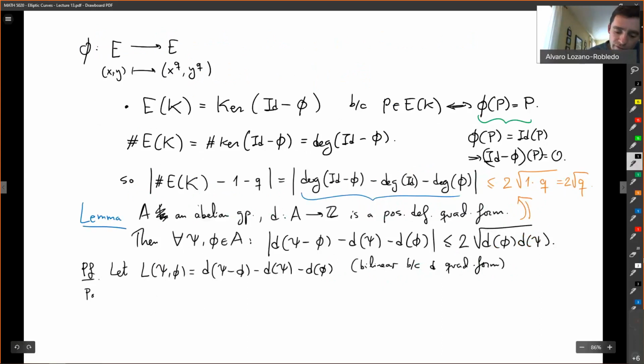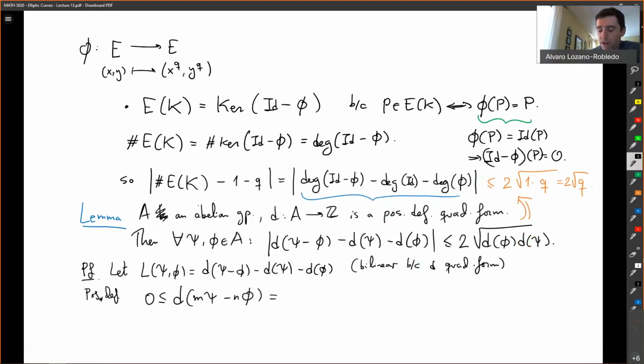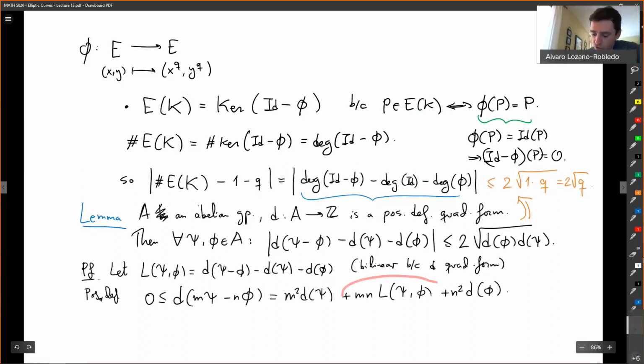And now, from the fact that it is positive definite, we want to compute d of any combination of m psi and n phi. I can write this in another way, which is m squared d of psi plus m n L of psi phi plus n squared d of phi. If you start from the right-hand side and expand it by linearity, putting the m here and the n there, then if you add those two together, you get this one as a result. Okay, so this is always positive.